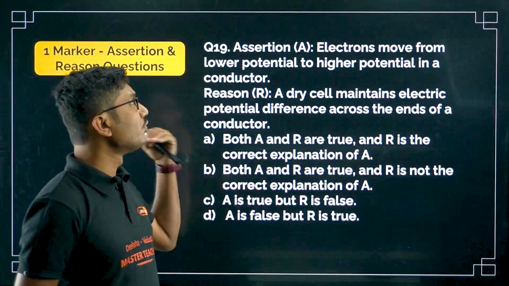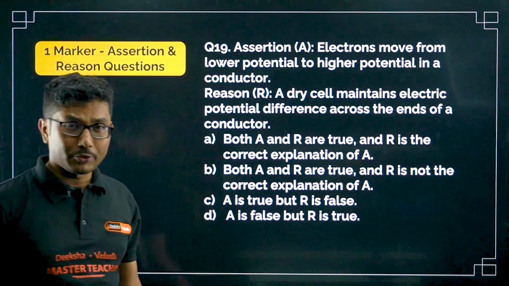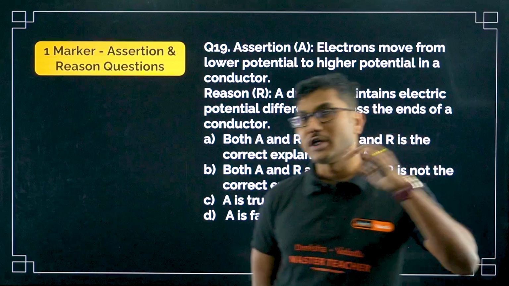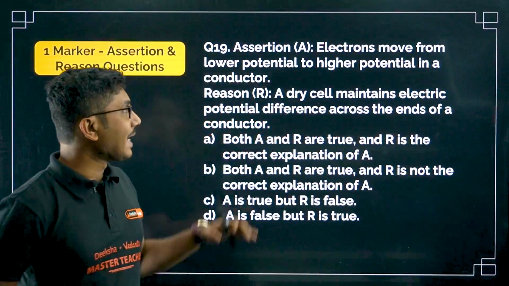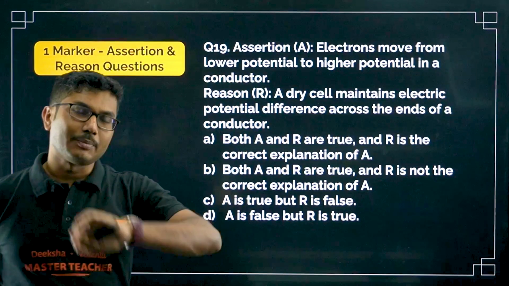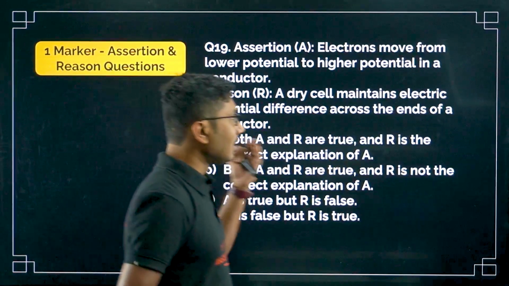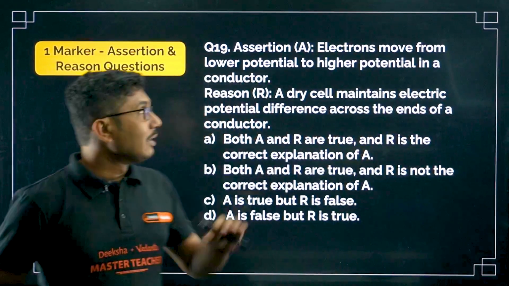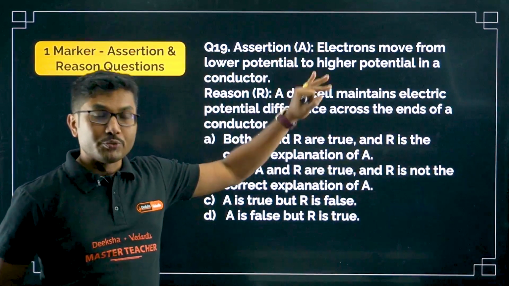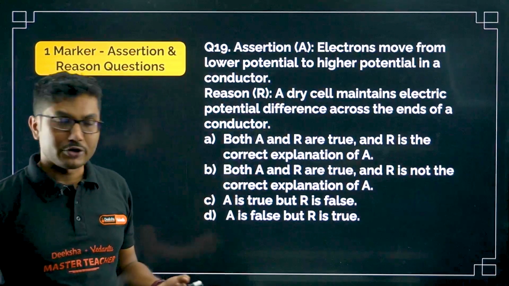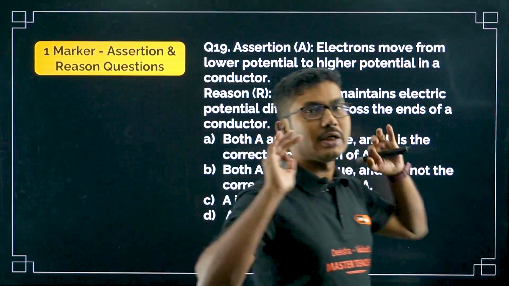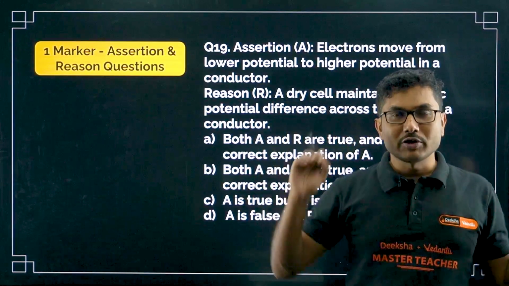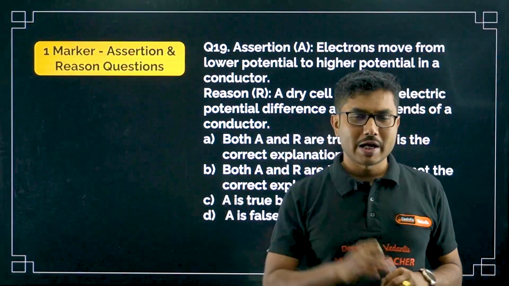Electrons definitely move from lower potential to higher potential, and current flows in the opposite direction, that is from higher potential to lower potential, as well as a dry cell maintains a potential difference across the ends of a conductor. That is fine, but the property by which an electron moves from lower potential to higher potential has nothing to do with the dry cell. As long as there is a potential difference, electrons will always move from lower potential to higher potential.